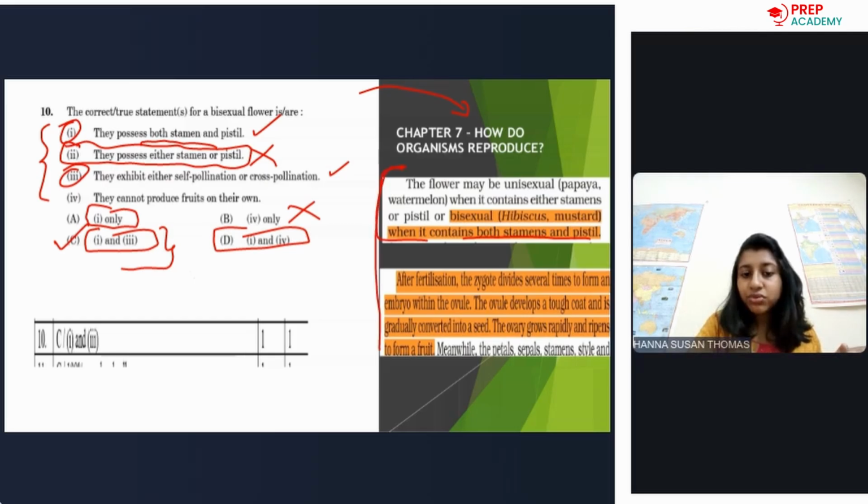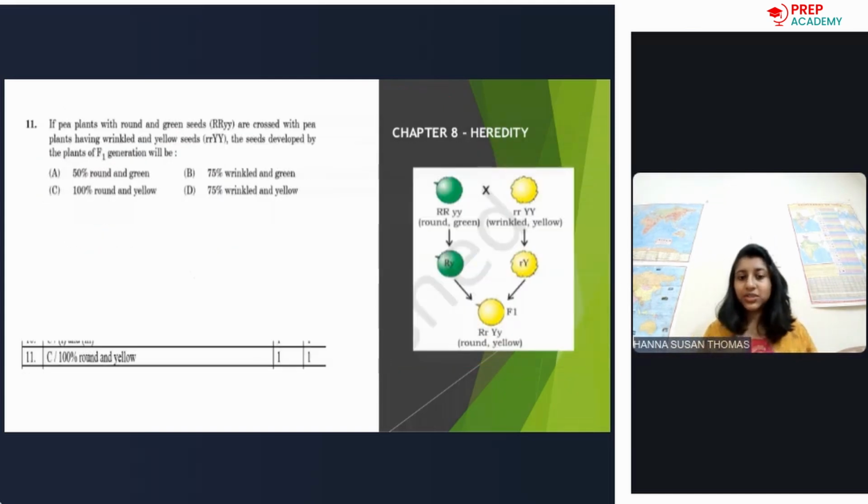And with respect to these two screenshots that I have mentioned here, it's very easy for you to tackle this type of question. Okay, let's move on to the next question.